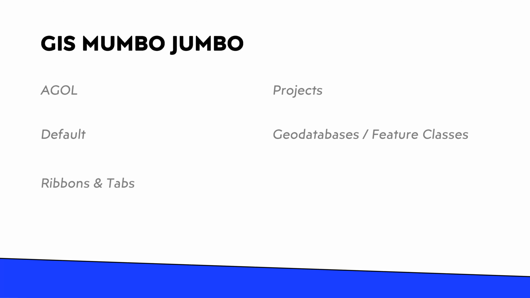Ribbons and tabs. As I mentioned, if you didn't know we were creating this thing called ArcGIS Pro, you'd nearly think it was software provided by Microsoft. The reason for that is there are various ribbons and various tabs, right? It is very Microsoft Office-y.